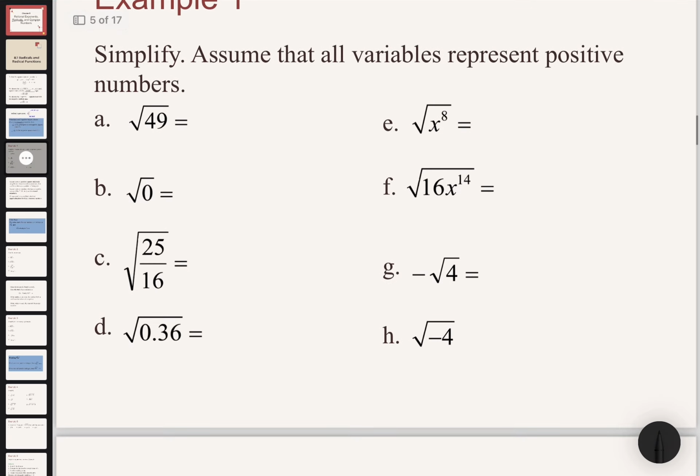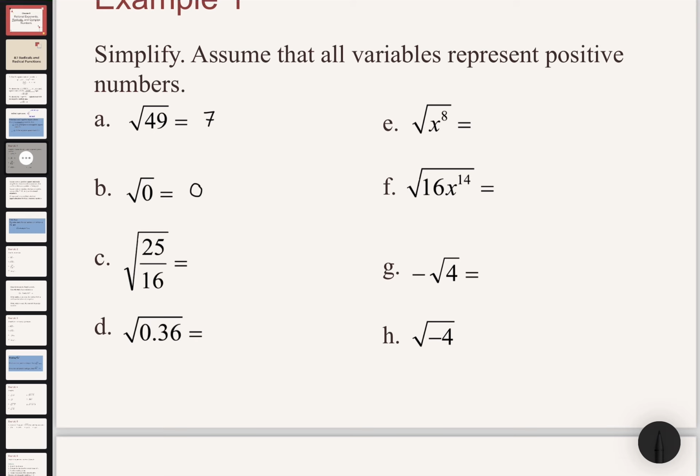All right, 8 problems. We're starting off fresh. So assume that all variables represent positive numbers. So for instance, a, because I just see the square root sign, square root of 49, what is that, y'all? You know it, 7. So 7 squared is going to be 49. If I'm asking for b, square root of 0, guesses as to what that would be? Yeah, it would just be 0. So it's not like undefined or anything like that. Square root of 0 is 0.